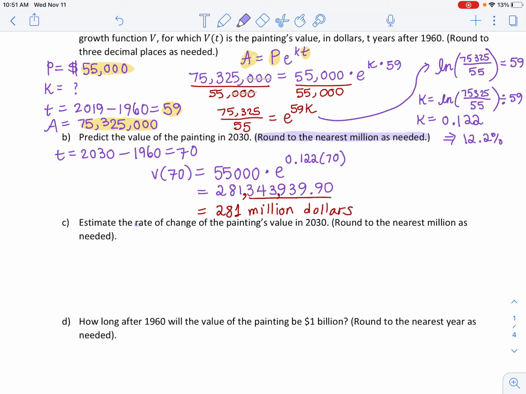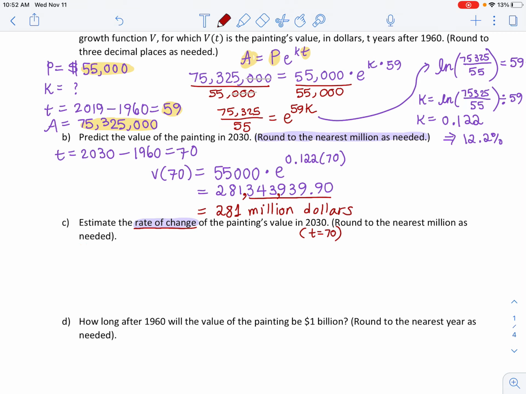What do they want? Estimate the rate of change, now finally we're doing calculus. Rate of change of the painting's value in 2030. Well, we do know t is equal to 70. We did use that year in part B, so we know that t is 70 for 2030. But when they say rate of change, we're talking about the slope of a tangent line, right? How fast is this painting's value changing? We know it is positive because this painting's value is going up like crazy. So let us find this by first finding V prime of t.